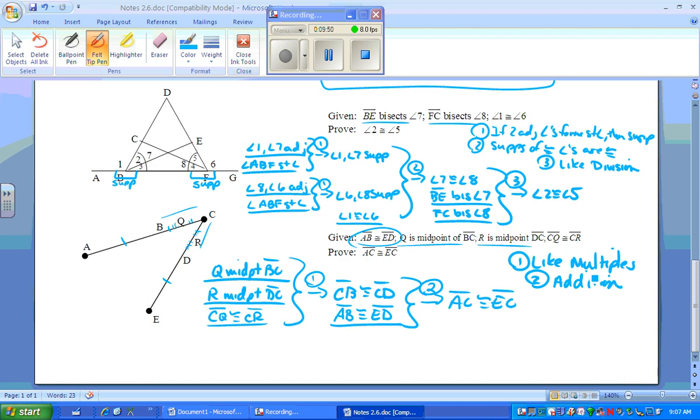That's the end of the lesson. But don't forget, in the given information, if you have two bisecting pieces, two trisecting pieces, or two midpoint pieces, that's when you have to think, you know what, I'm going to be using like multiples or like divisions in that proof. If you get that and understand it, that's the only time you will use these reasons. Otherwise, don't worry about them. So when you have two bisecting, two trisecting, or two midpoint pieces, that's when you want to use like multiples or like divisions. Have a great day.